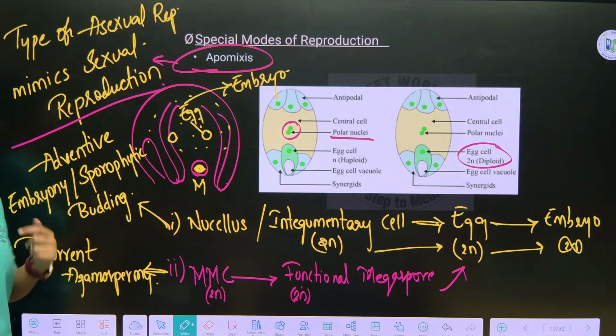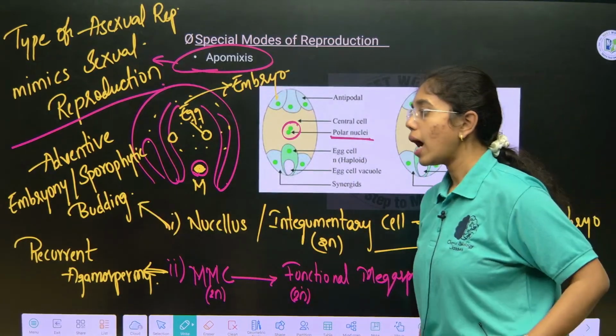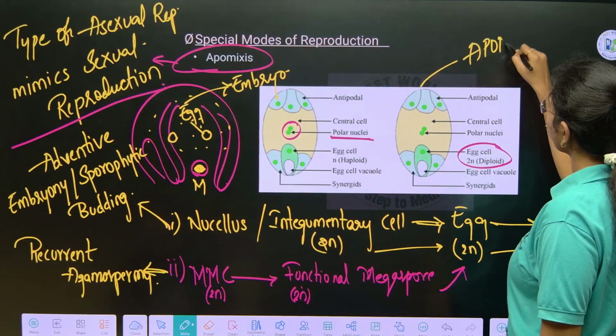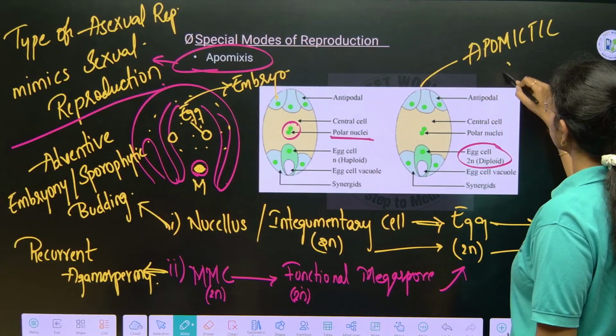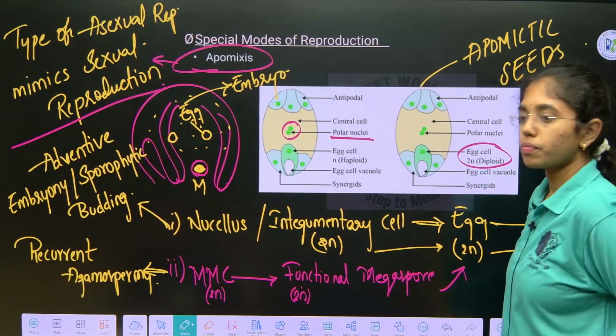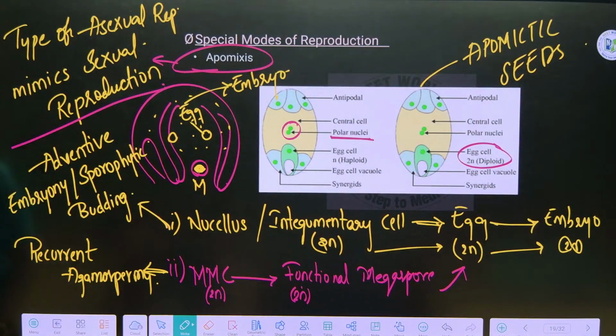Fine, right? Next. So, such seeds which are formed as a result of apomixis are known as what? Apomictic seeds. That is it. Done? Next about polyembryony.